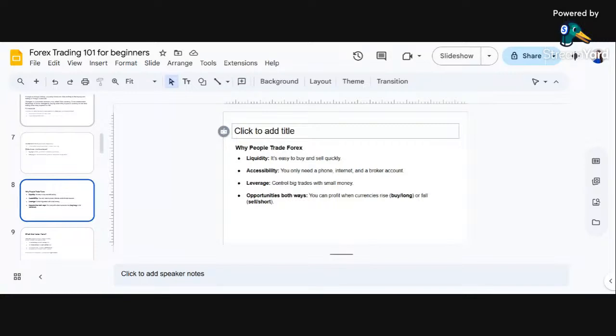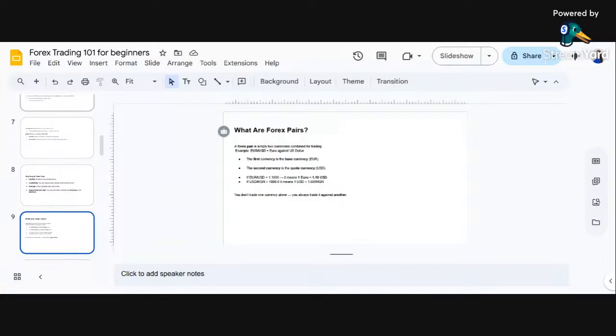And leverage, you can control big trades with small money. If you have small money to start, like I said, 50,000 naira, you can control big trades, if you know your way, if you listen attentively to all the things I'm going to say today. And opportunities, you can profit when currencies are buying and currencies are selling. You can make money if you hold your trades. It's all about making money.